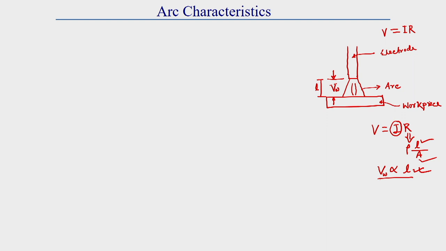Now, what are the characteristics of this arc due to change of voltage, due to change of current, that we should know. First of all, we will see for a particular current how the voltage is changing if the arc length is changing. Let this be your arc length, versus, then let this axis represent voltage V.